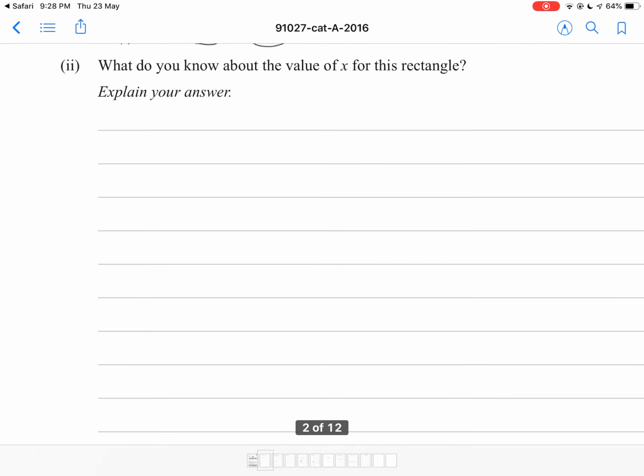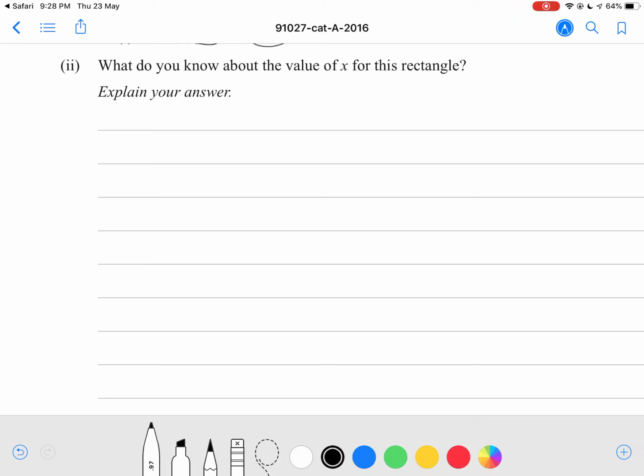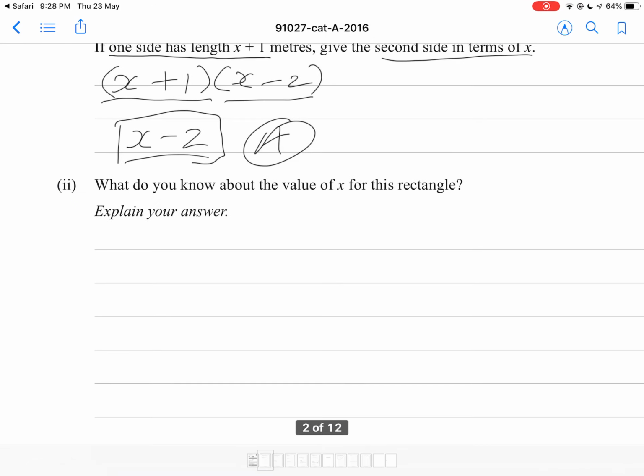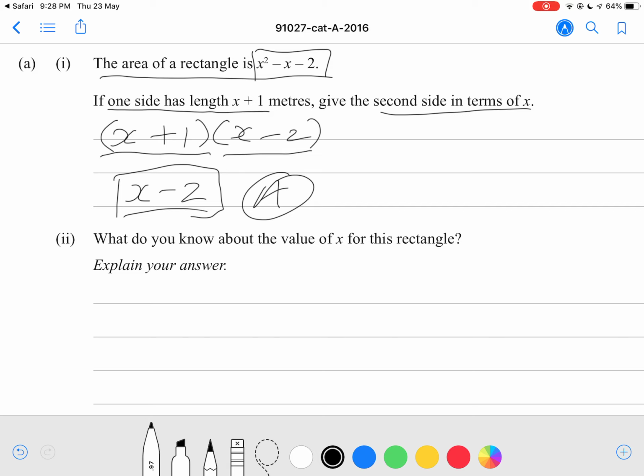What do you know about the value for x for this rectangle, okay? So basically, you're going to say that x has to be more than 2, okay? So why does x have to be more than 2? Let's say x only equals 1, okay? Then 1 plus 1 multiplied by 1 minus 2 becomes 2 times -1, which gives us -2. And -2 is a negative number, and you can't actually have a negative area. It's impossible in the physical world to have a negative area for the rectangle.